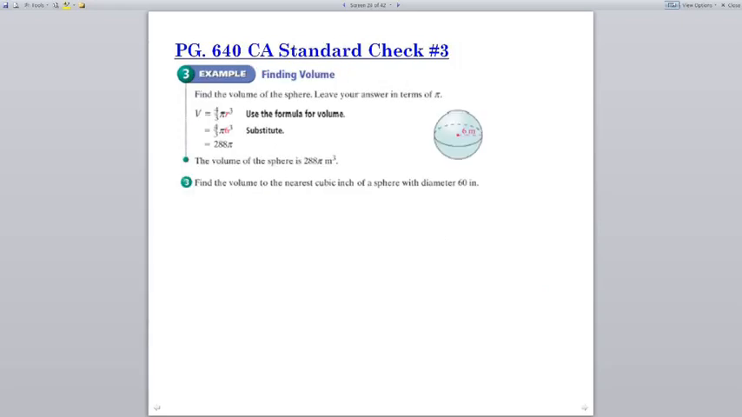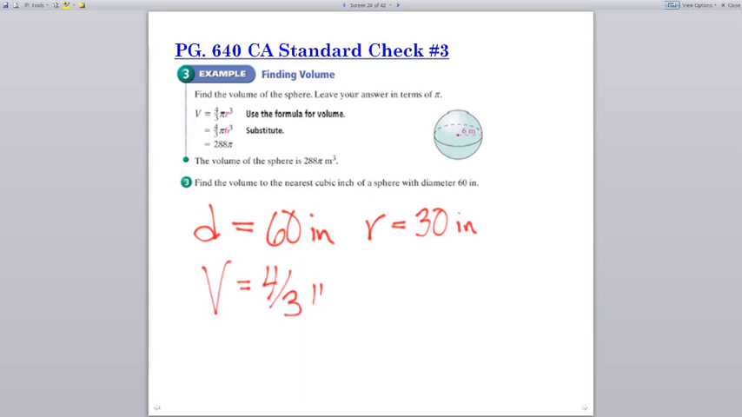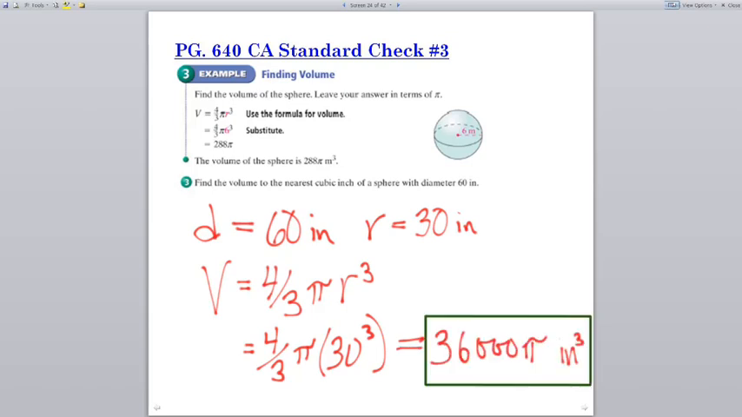For this one, I need to find the volume given a diameter. Well, volume is 4/3 pi r cubed, and so I have to figure out the radius, which is easy, it's 30 inches. So I plug that in, 4/3 pi r cubed, where r is 30, and when I work through that, I get around 36,000 pi cubic inches.